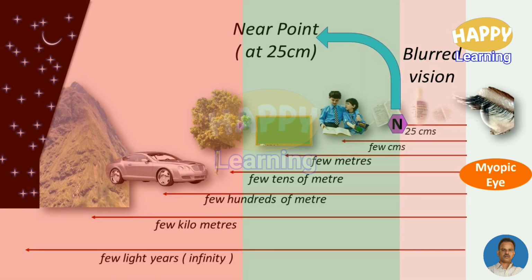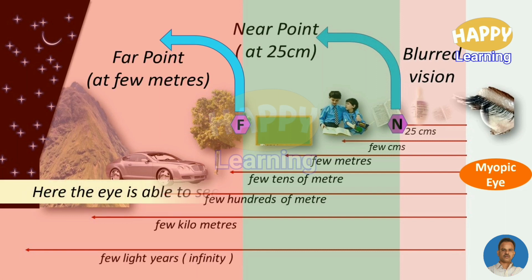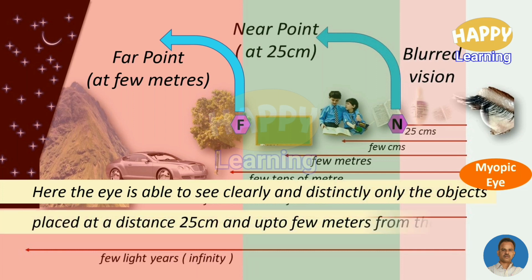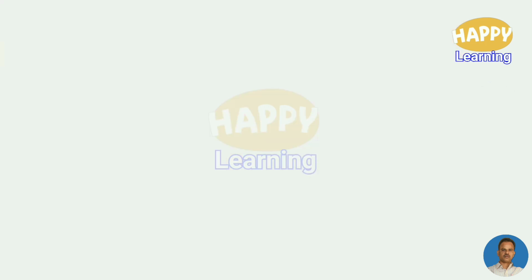The far point for this eye is not at infinity, but it is at a few meters or tens of meters from the eye. Here the eye is able to see clearly and distinctly only the objects placed at a distance of 25 centimeters and up to a few meters from the eye. This defect is called myopia. What can we do to correct myopia?